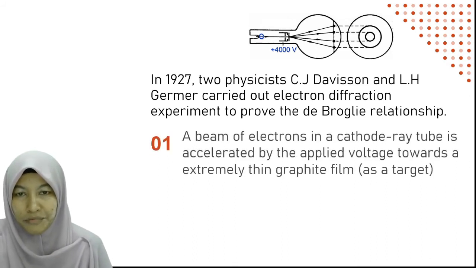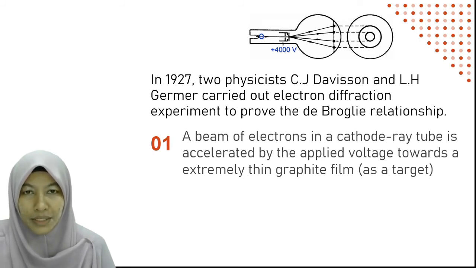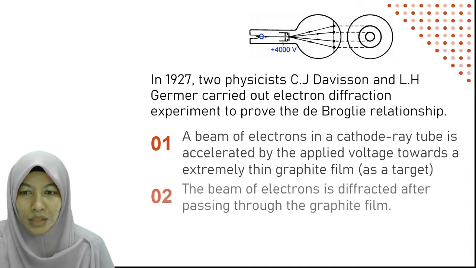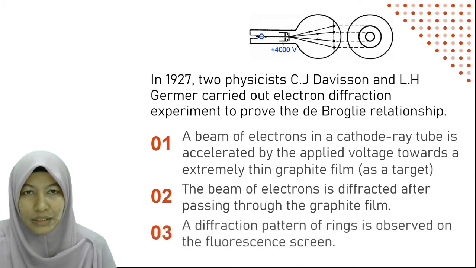First, a beam of electrons in the cathode ray tube is accelerated by the applied voltage toward an extremely thin graphite film as a target. Second, the beam of electrons is diffracted after passing through the graphite film. And third, the diffraction pattern, a set of rings, is observed on the fluorescent screen.